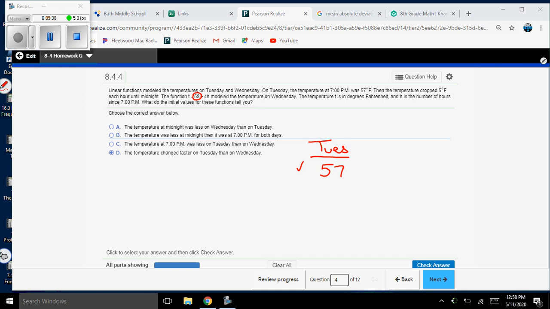The initial values tell you that the temperature at midnight was less on Wednesday than Tuesday. That's not true. The temperature was less at midnight than it was at 7 for both days. The temperature at 7 was less on Tuesday than Wednesday, if that's the situation that we're looking for. C.